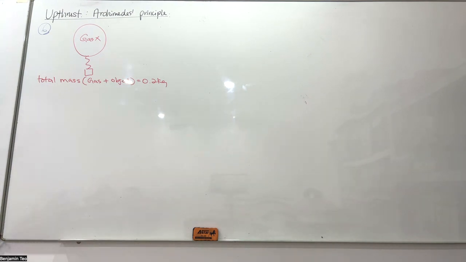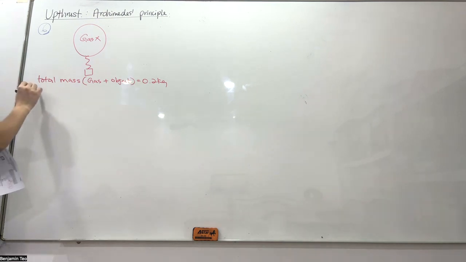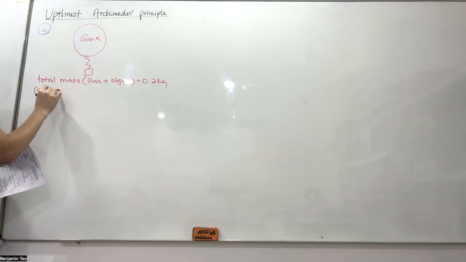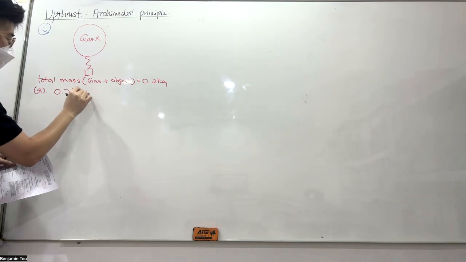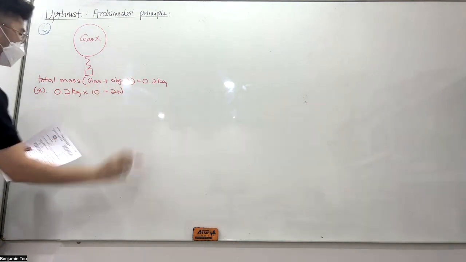What is the total weight of load and gas X? The total mass you have already, you just change it: 0.2 kg times 10 gives 2 Newton.